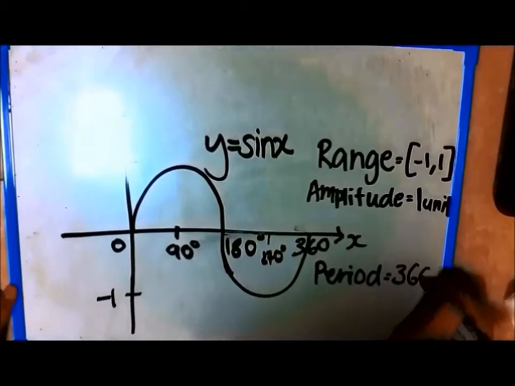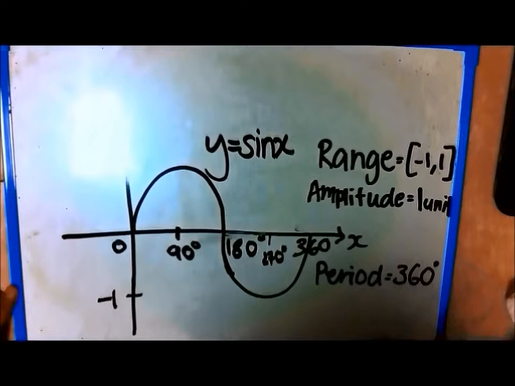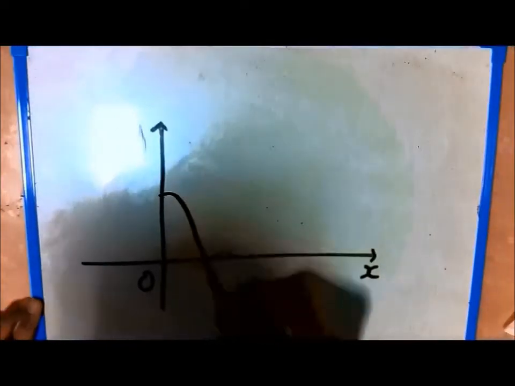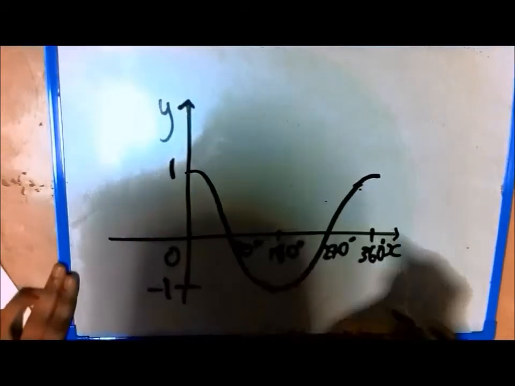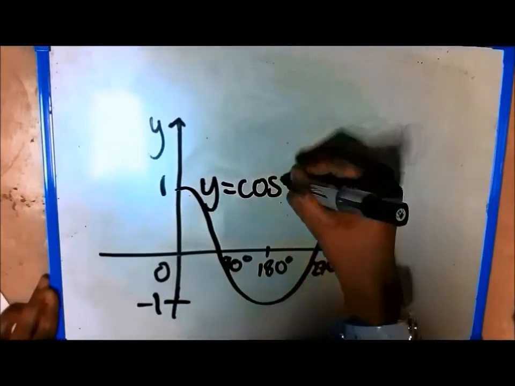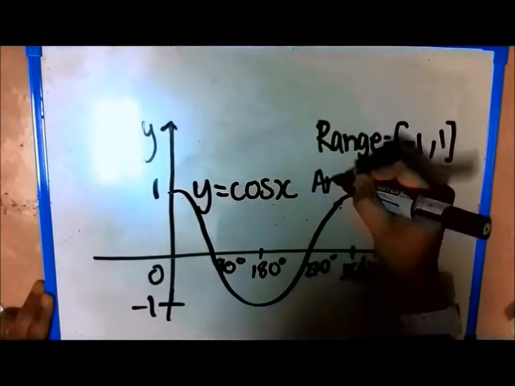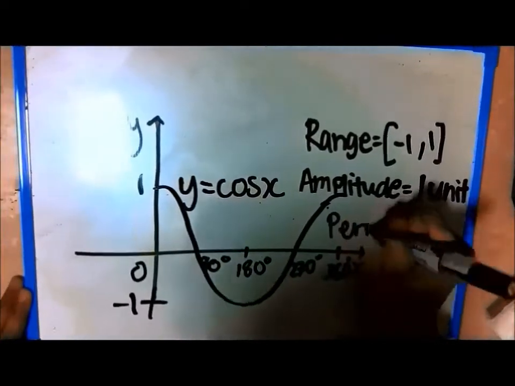If you look at the graph, we can see that it is positive in the first and second quadrants, negative in the third and fourth. This is what we have learned in the course involving ASTC. Same for the y equals cos x graph, where the range is -1 to 1, amplitude 1 unit, and the period is also 360 degrees.